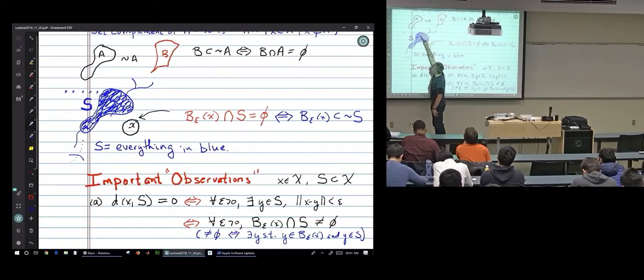So something in here that looks like an interior point, I can put a ball around it. Something here on the edge, I can't put a ball around it and stay in there, okay? That's the difference, geometrically.